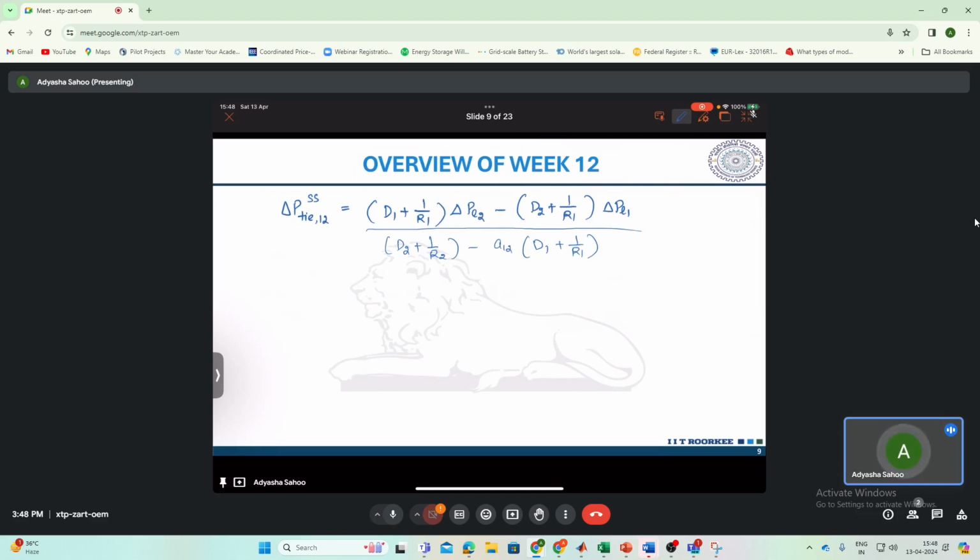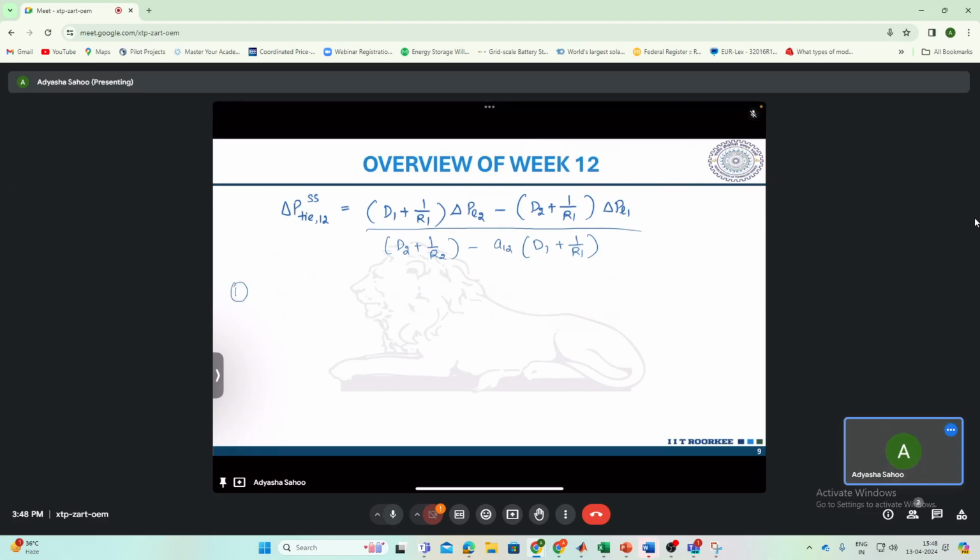So there is a special condition or case, let's say when the rated capacity of both areas is the same, that is PR1 equals PR2, then your A12 will be minus 1, and let's say D is 0 and R for both the areas is the same.